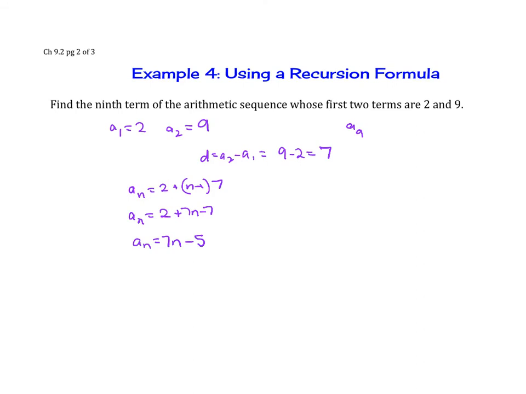And then we need to find the ninth term, so we plug it in. a sub 9 equals 7 times 9 minus 5. So 63 minus 5, the answer is 58.